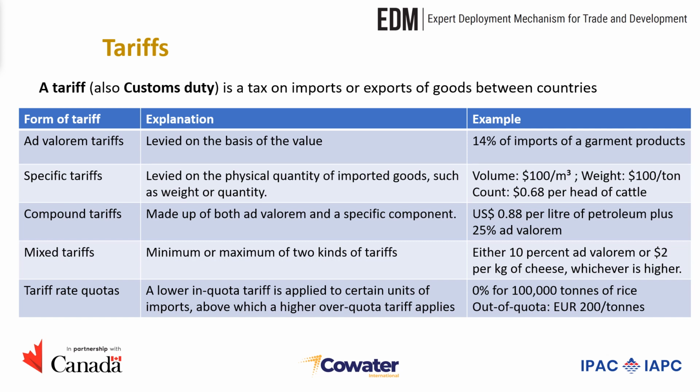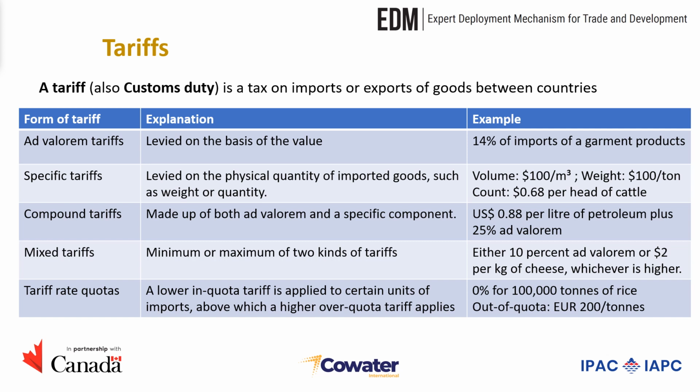The second form is the specific tariff, or the tariff in dollar terms imposed on the physical quantity of imported goods, such as weight or quantity. For example, a tariff of $100 per ton of sugar, or a tariff of $0.68 per head of cow. The third form is the compound tariff, which is made up of both an ad valorem and a specific tariff component. For example, some countries may apply a tariff on gasoline of $0.88 per liter plus 25% ad valorem.